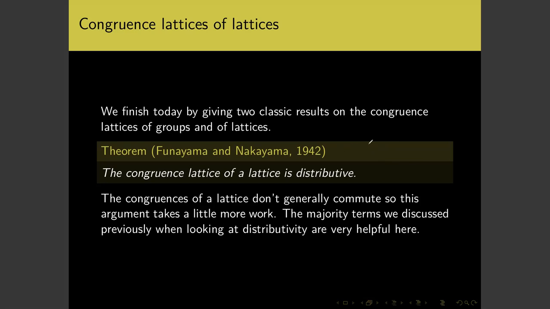So the congruences of a lattice don't generally commute, so this argument takes a little more work. We actually have to use the majority terms that we discussed previously when looking at different characterizations of distributivity, and those will be very helpful. But I'm actually not going to do that today because I've already tripped over myself enough for one afternoon.